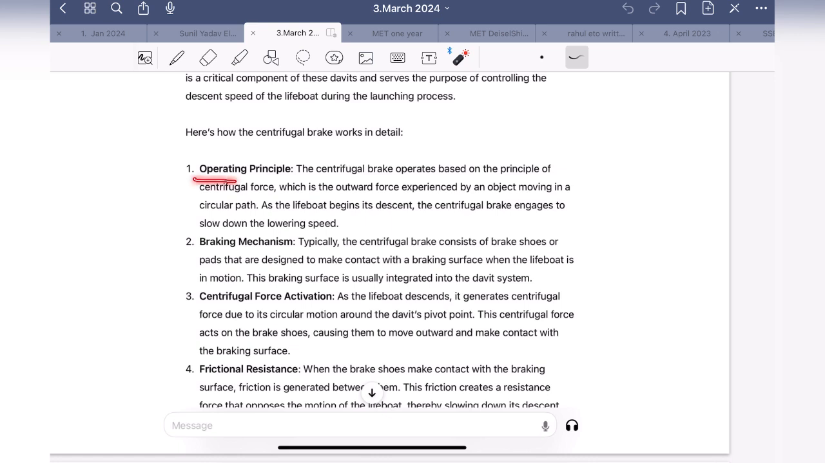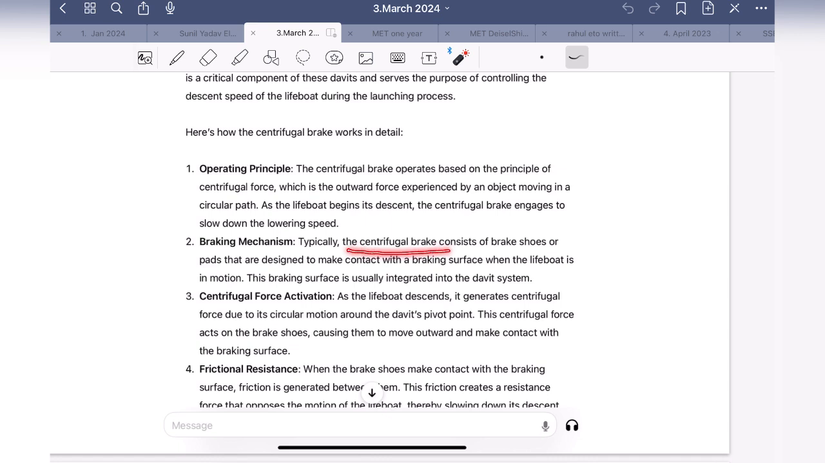So what is the operating principle? The centrifugal brake operates based on the principle of centrifugal force, which is the outward force experienced by an object moving in a circular path. As the lifeboat begins to descend, the centrifugal brake engages to slow down the lowering speed. How does the braking take place?